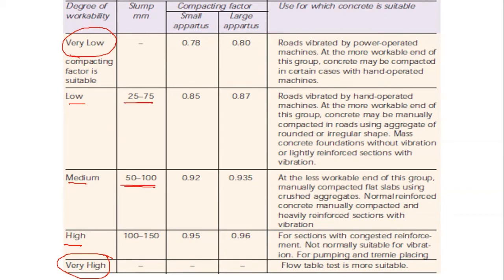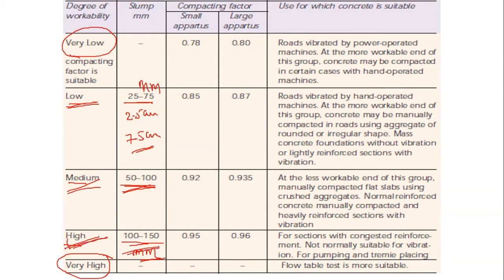Slump value is going to be in mm. This is 2.5 centimeter to 7.5 centimeter. So if the slump value is 25 to 75 mm, the workability of concrete is said to be low. If it is 50 to 100, it is said to be medium. If it is 100 to 150, it is said to be high workable concrete.